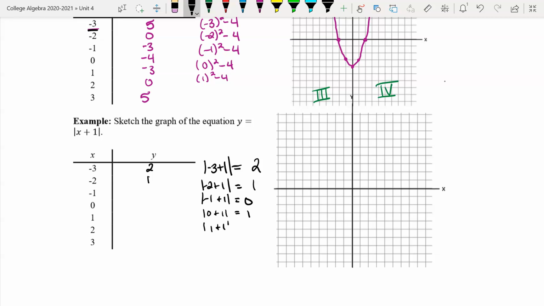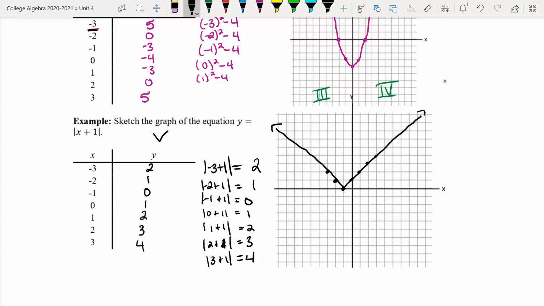And you'll notice as I start to go on, after I plugged in my x values, that I should get something like this. So 2, 1, 0, 1, 2, 3, 4. So negative 3, 2, negative 2, 1, negative 1, 0, 0, 1. We get all the way to 3, 4. If you notice this one, absolute value, if you remember, makes a V. Okay, so that's what this graph looks like.